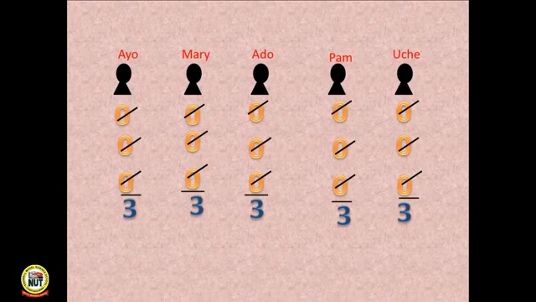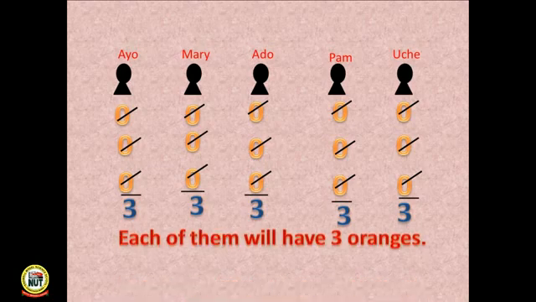All right. So what is the answer? The question says, how many oranges will each of them have, isn't it? Now, we write the statement. Let's read together. Each of them will have 3 oranges. Each of them will have 3 oranges. Are we together? All right. Okay. Let's move on.